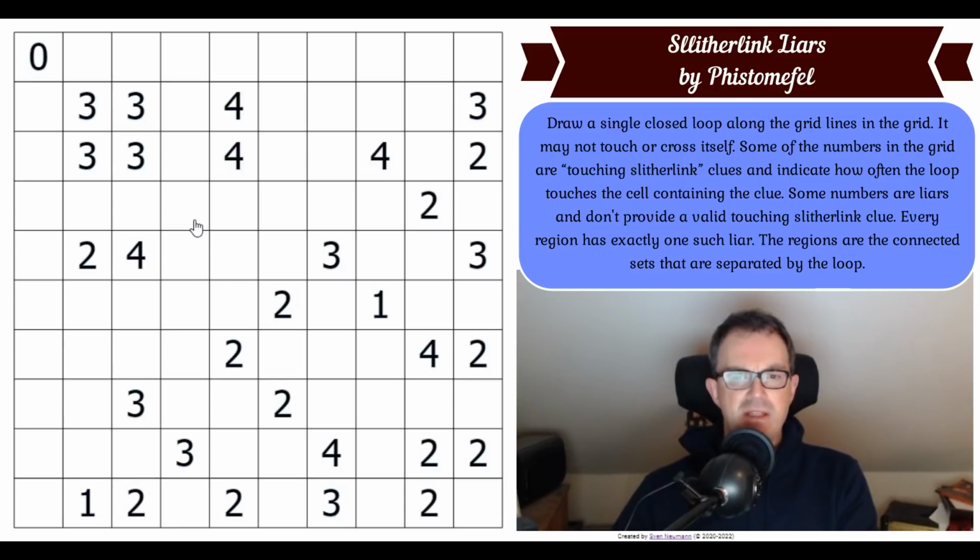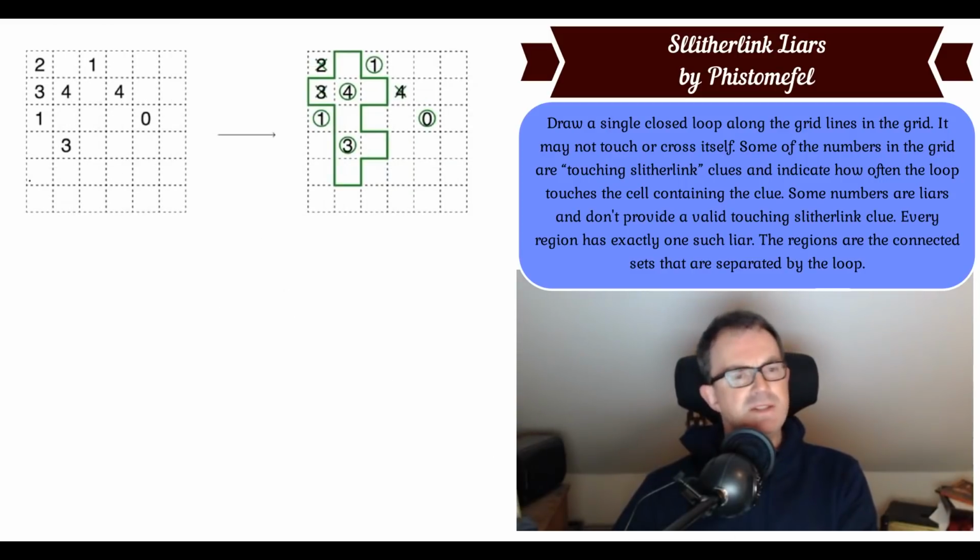So let's just read that again. Indicate how often the loop touches the cell containing the clue. Some numbers are liars and don't provide a valid touching Slitherlink clue. Every region has exactly one such liar. The regions are the connected sets that are separated by the loop. Now, that all sounds quite baffling, but let's have a look at this example and see if we can understand what's going on.